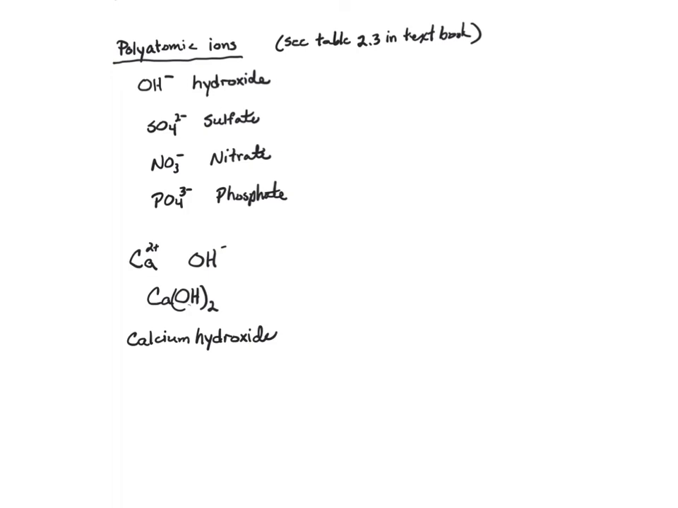Okay, what if I asked you to come up with a chemical formula for aluminum nitrate. Well, we'd have to recognize that there's going to be aluminum, which is going to have a +3 charge, and there's going to be nitrate, which has a -1 charge. So the compound that would form would require that we have 3 nitrates for every 1 aluminum.